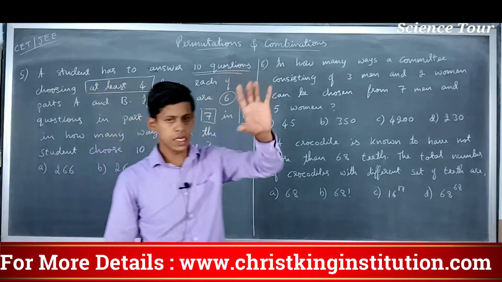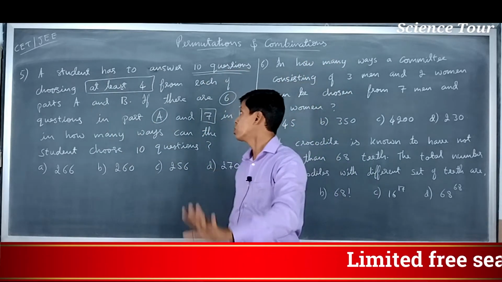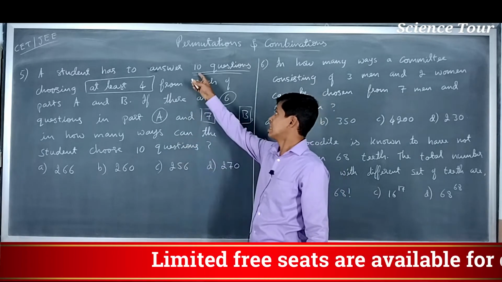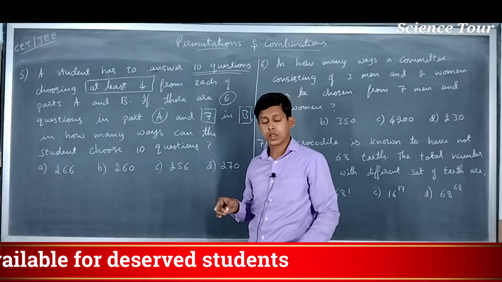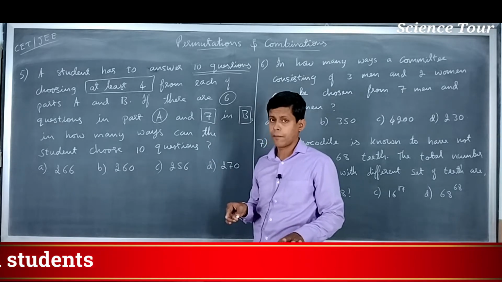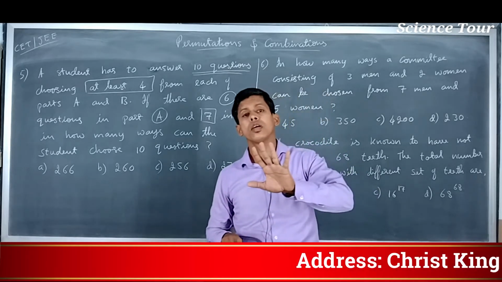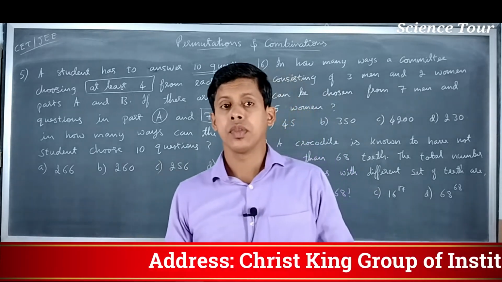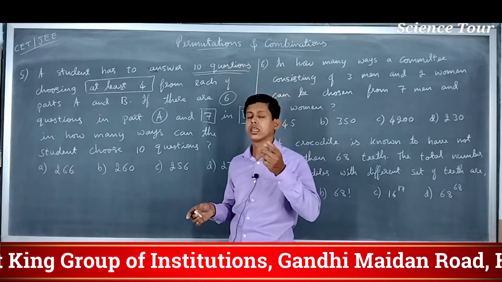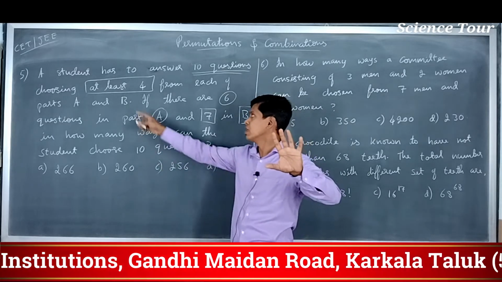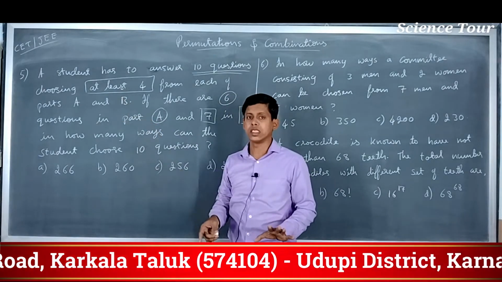Understand? So there is a part A, there is a part B. In part A there are 6 questions, part B there are 7 questions. You have to answer 10 questions totally. How many questions are there? You have 13 questions at your disposal. You have to answer only 10. You have a choice of 10 out of 13, but those 10 questions have to be selected so that from part A you take at least 4 and from part B also you take at least 4.